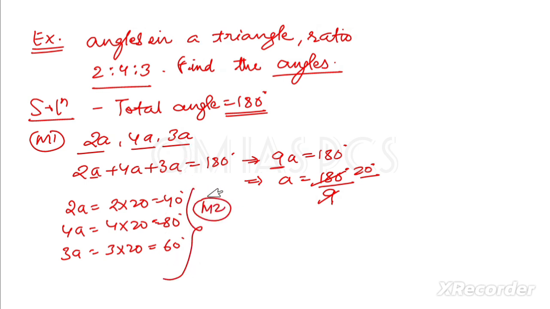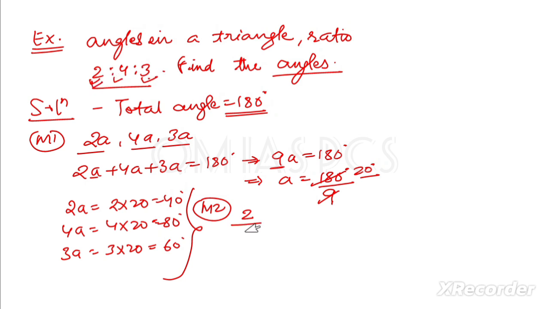Method 2. You can just ask what the total value is. If they are asking, we can calculate the individual values. So you can write the first angle as 2. And the total value is what? The total value is the sum of all. If you add all of 2, 4, 3, it will be 9.